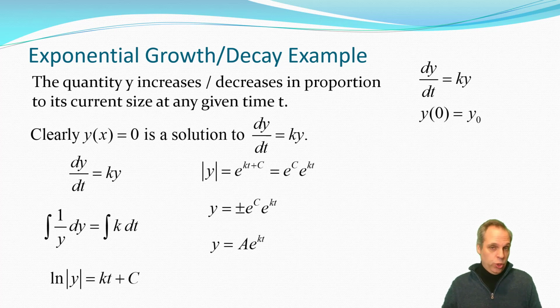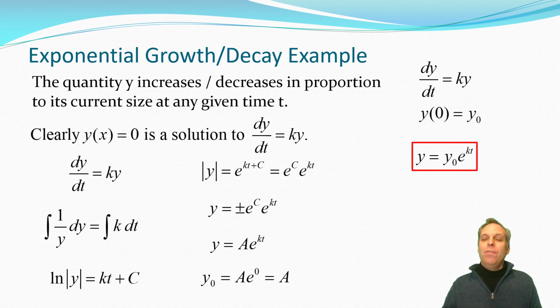So let's just go ahead and use that information to find out what a has to equal. If you replace y with y naught and t with 0, you get that y naught is a. And we therefore get the general solution. This would then be the solution to the exponential growth decay problem. The difference is it's growth if k is positive, it's decay if k is negative.